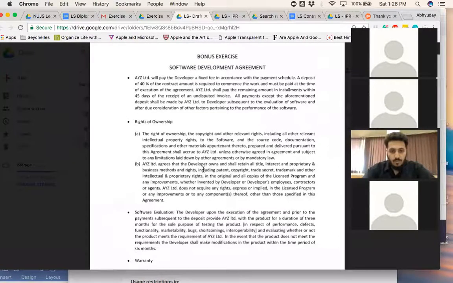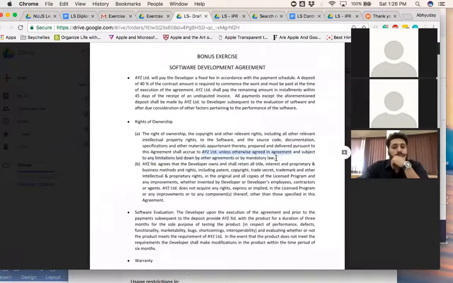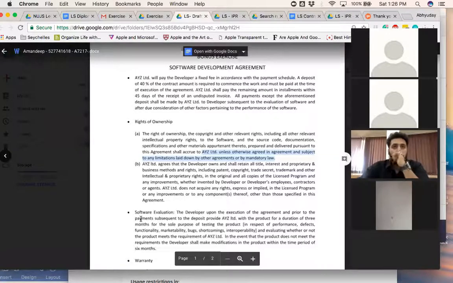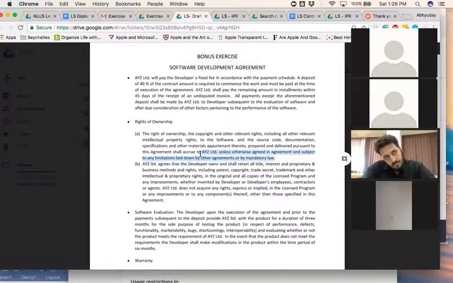some of you have not done the variation draft in the ownership. The right of ownership shall accrue to AYZ unless otherwise agreed in agreement and subject to any limitations laid down. So this is making it vague. Yeah. You said that it shall accrue to AYZ unless otherwise agreed. Now this is the very agreement where you want to specify yes or no, that the person retains the right or not. So you might want to just finalize it that this will be with this person, because we are not leaving room for exceptions here.